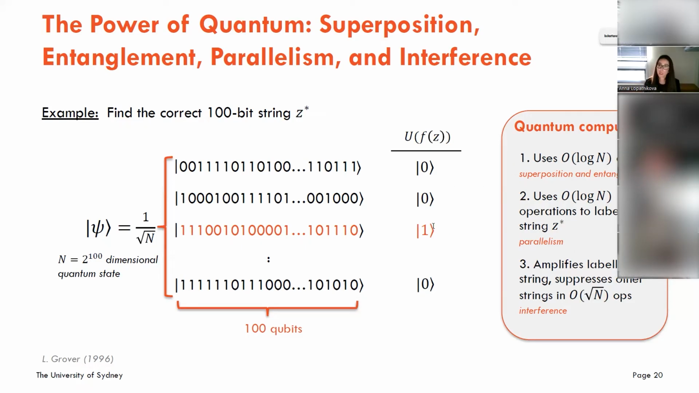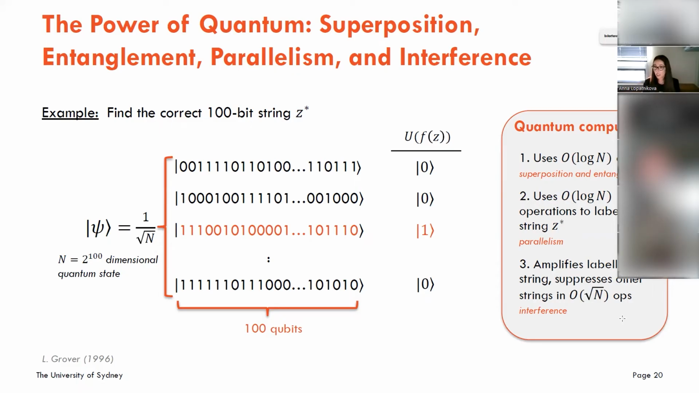Now, luckily, we don't have to do that. We can amplify the string that's been labeled correctly. And a quantum computer can amplify it in order square root n operations. It was a very famous quantum algorithm proposed by Lov Grover in 1996 called Grover search, where Grover proposed a way to amplify the correct string and also proved that order of square root n quantum operations is the optimal complexity, the optimal number of operations at which a quantum computer can perform this task.